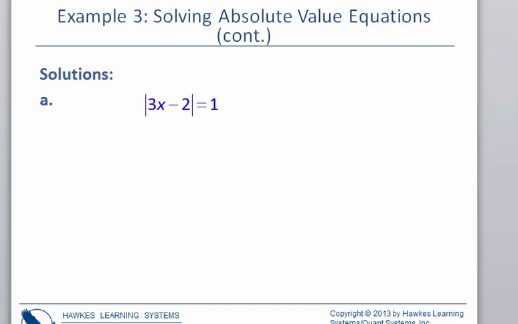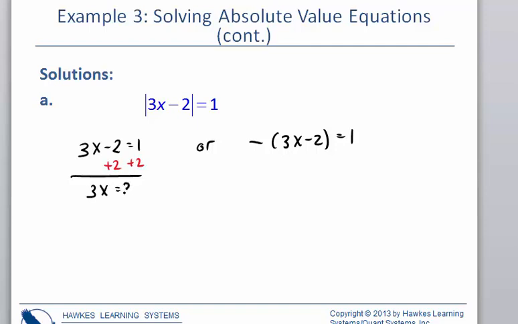So we have 3x minus 2 is equal to 1 as one possibility, or it could have been negative. In that case we would have negative, and then in parentheses 3x minus 2, is equal to 1. We're going to work this for both of these equations, and they'll work very similar to what we've been doing with our linear equations. We're going to add 2 to both sides, which gives me 3x is equal to 3. We'll then divide both sides by 3, which gives me one solution of x is equal to 1.